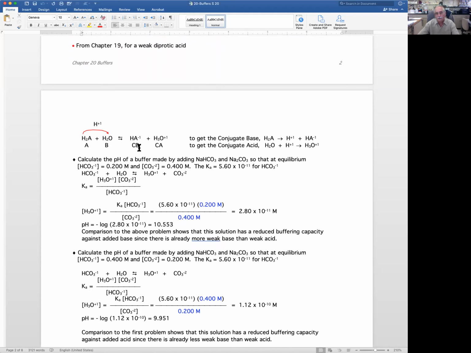But how do I know which one is the conjugate acid and the conjugate base? Again, I have to look where the hydrogen goes. It goes from hydronium ion to this in order to get back to what the reactants were. So that means that this is the conjugate acid and that's the conjugate base, as we see over here.